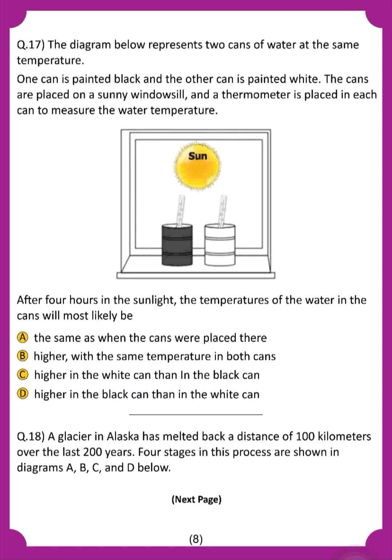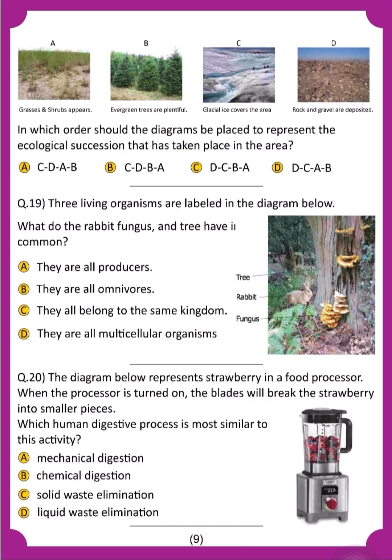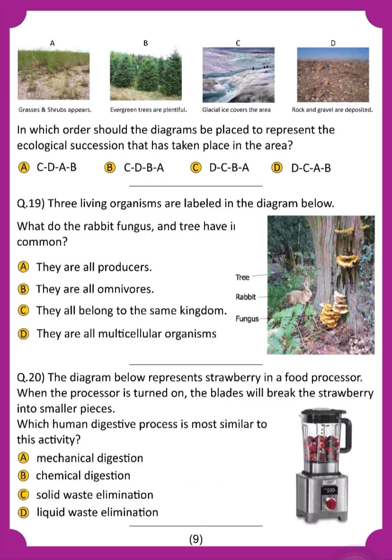A glacier in Alaska has melted back a distance of 100 kilometers over the past 200 years. 4 stages in this process are shown in the diagram. Now you have to tell which one is the correct option. Option number A, because this is the sequence C, D, A and B.